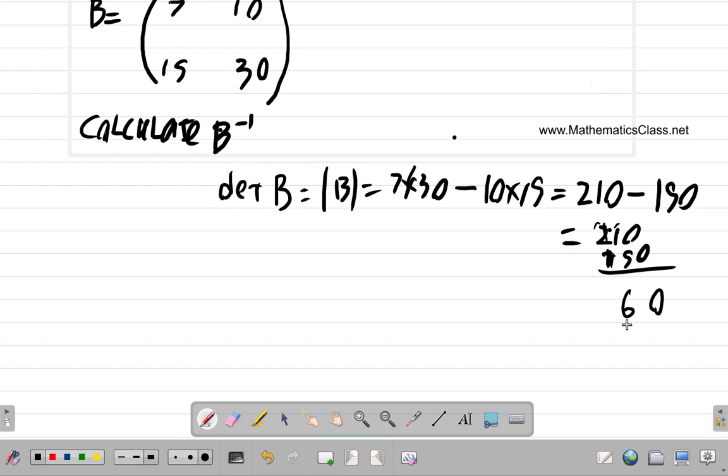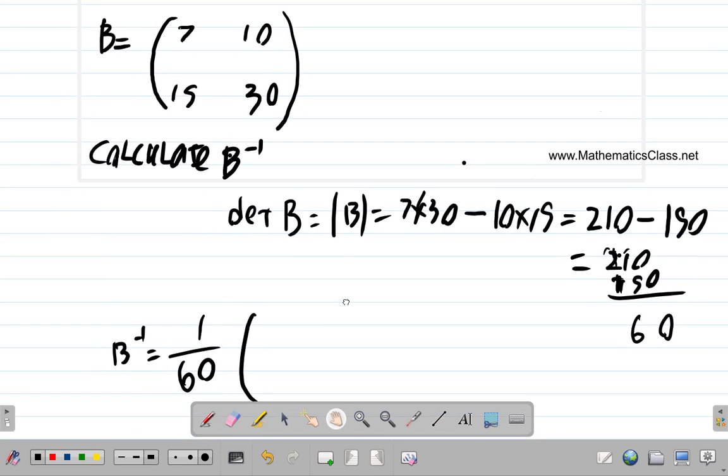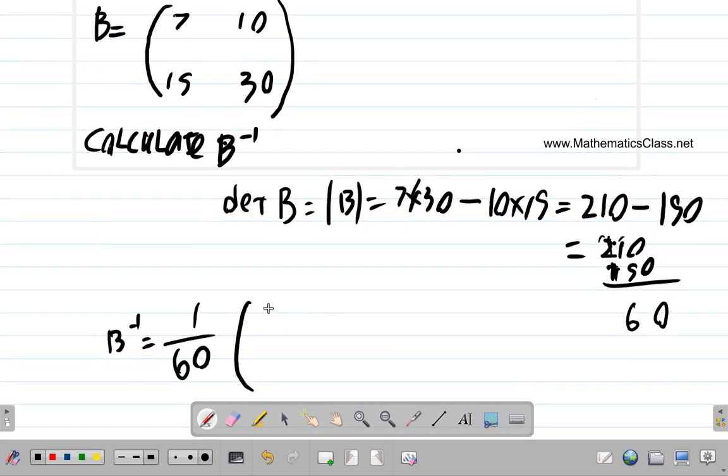The next thing you're going to do, say B inverse equals 1 divided by the determinant multiplied by: interchange the elements in the leading diagonal, 30 comes up here and 7 comes down here. Then you change the sign of the non-leading diagonal. Now what you're going to be doing is really multiplying a matrix by a single number.